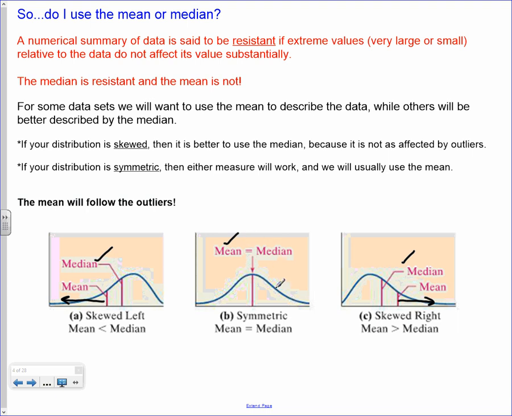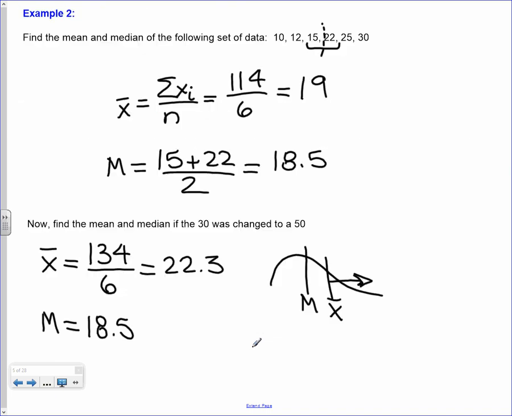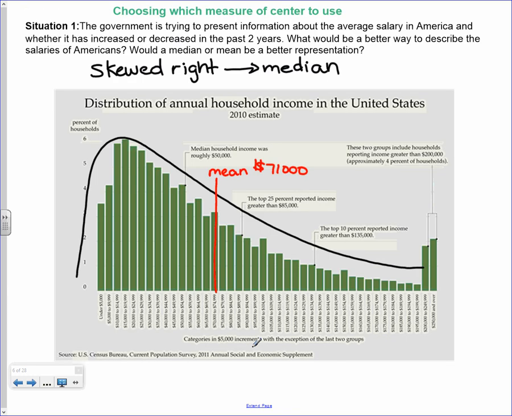All right, so if we have a skewed distribution, use the median. If we don't, then go ahead and use the mean. So here are some more examples, and we'll get to doing some examples in a second. This was just some real life data.